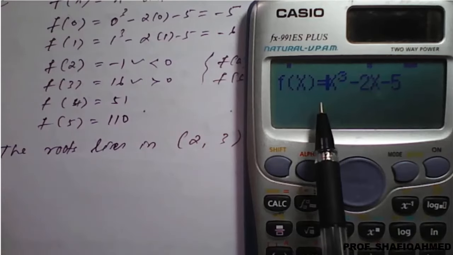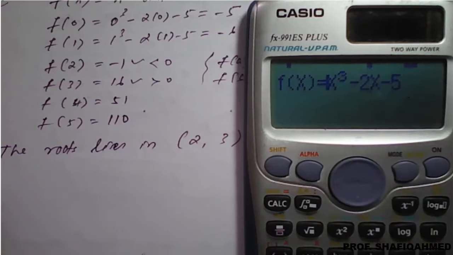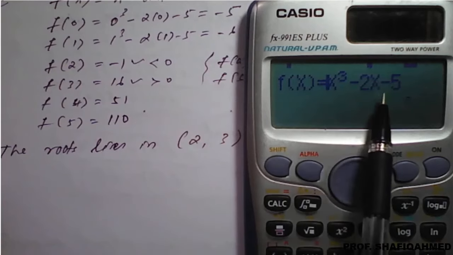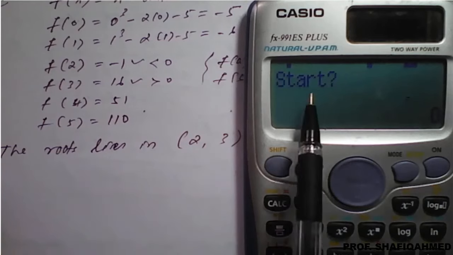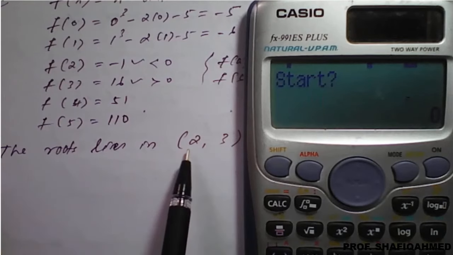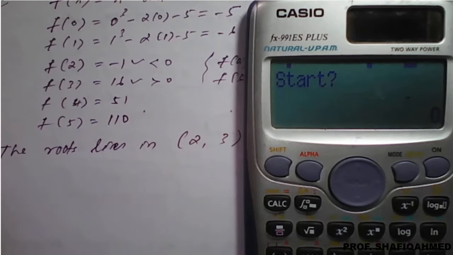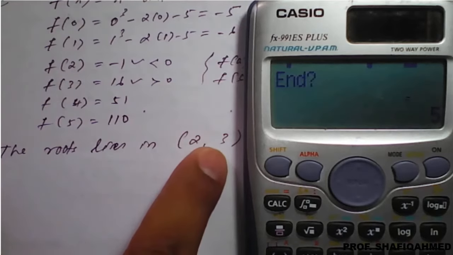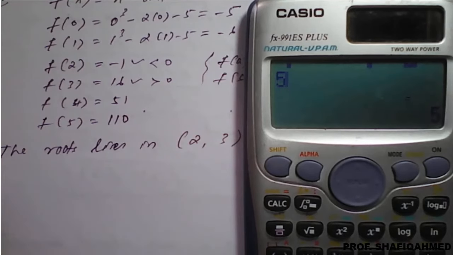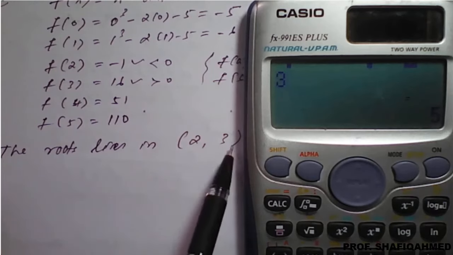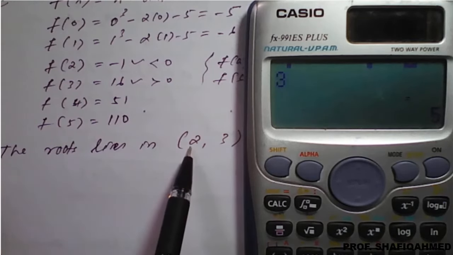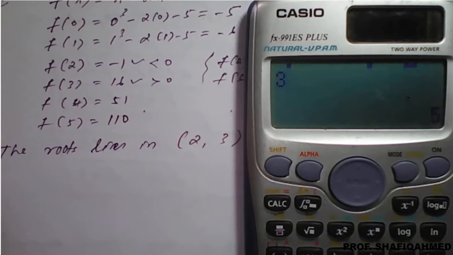So again, the same equation you have to type in the calculator, that is f of x is equal to x cube minus 2x minus 5. So go for the equal to sign. It is asking the start value. So freshly we have to take 2, and the end value we have to take freshly as 3. These are the boundaries, 2 and 3. So starting value is 2, end value is 3, and the difference, as per the remark, 0.1.